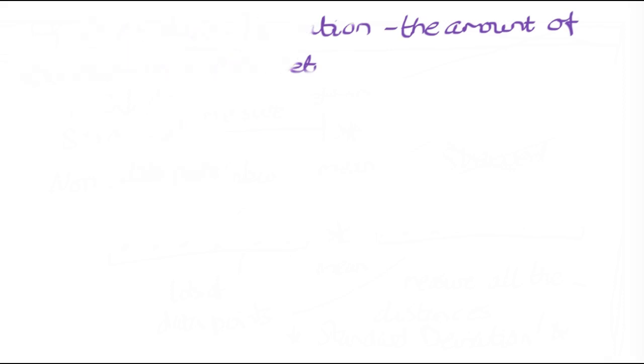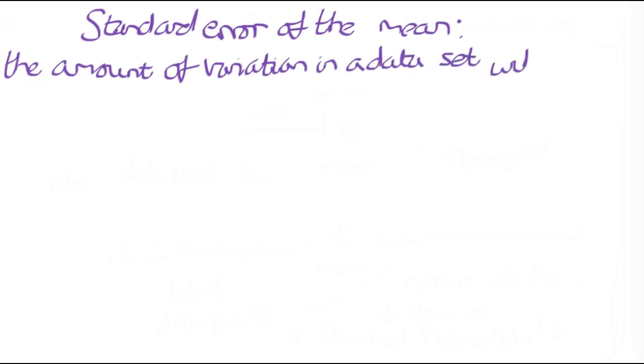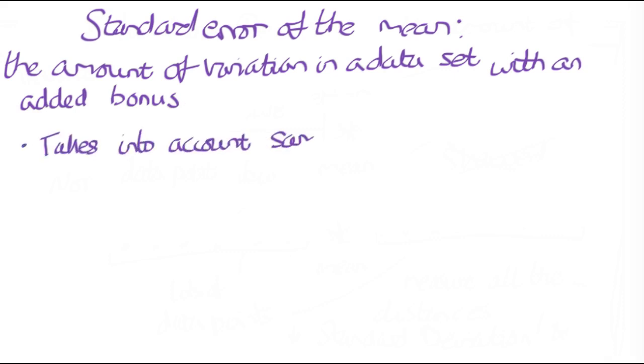Moving on to standard error of the mean. Standard error of the mean is another very useful measure. This is because it is like standard deviation, but it has the added advantage that it factors into account the sample size. Particularly for larger samples, standard error of the mean gives a more accurate representation of the variation in the dataset.